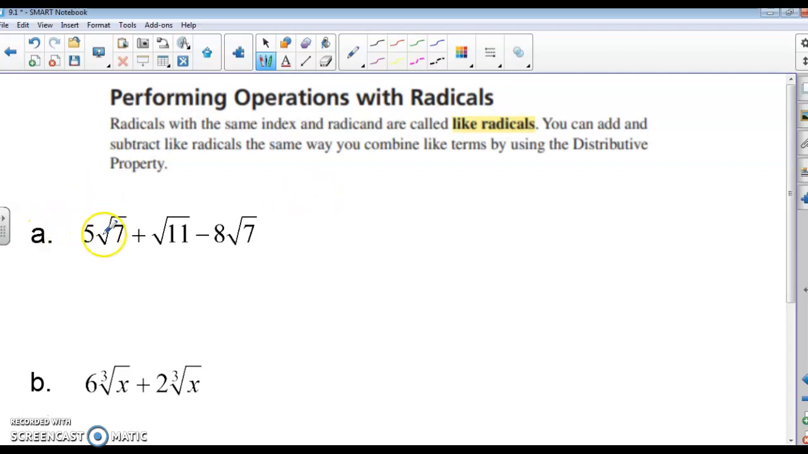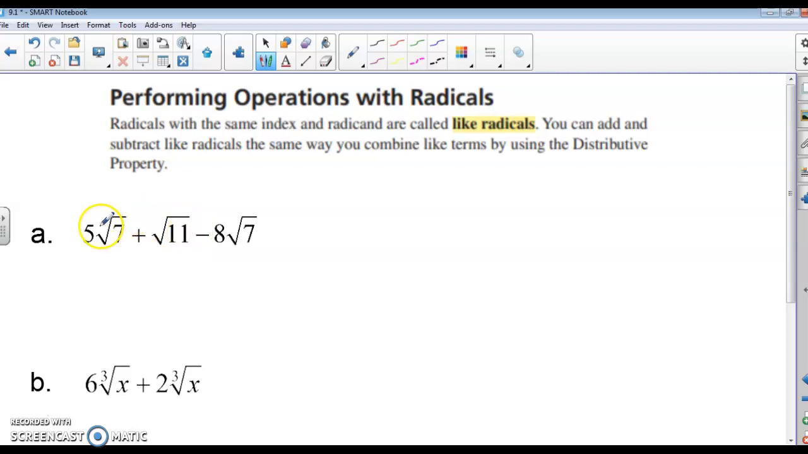So for instance, for A here, we have 5 square root of 7 plus the square root of 11 minus 8 square root of 7. You always want to make sure that all of the radicals are simplified as far as they can be. 7, 11, and 7 are all prime numbers, so they're not going to have any perfect square factors. If they did, we'd have to split them apart to bring them to their simplest form before we combine them.